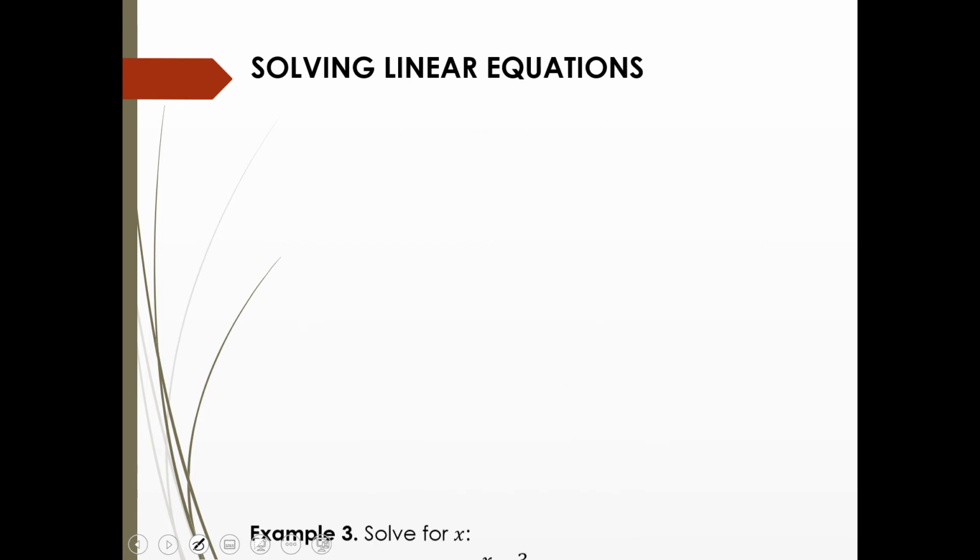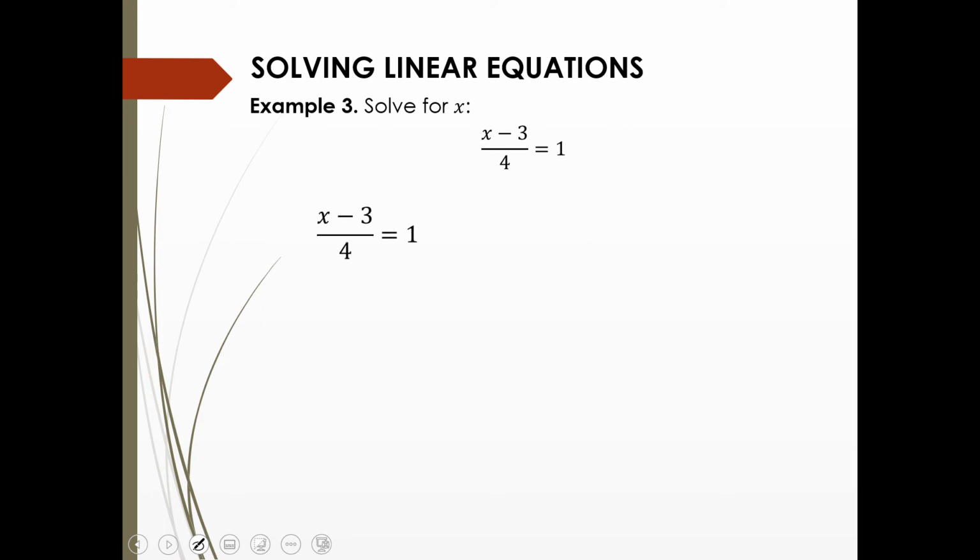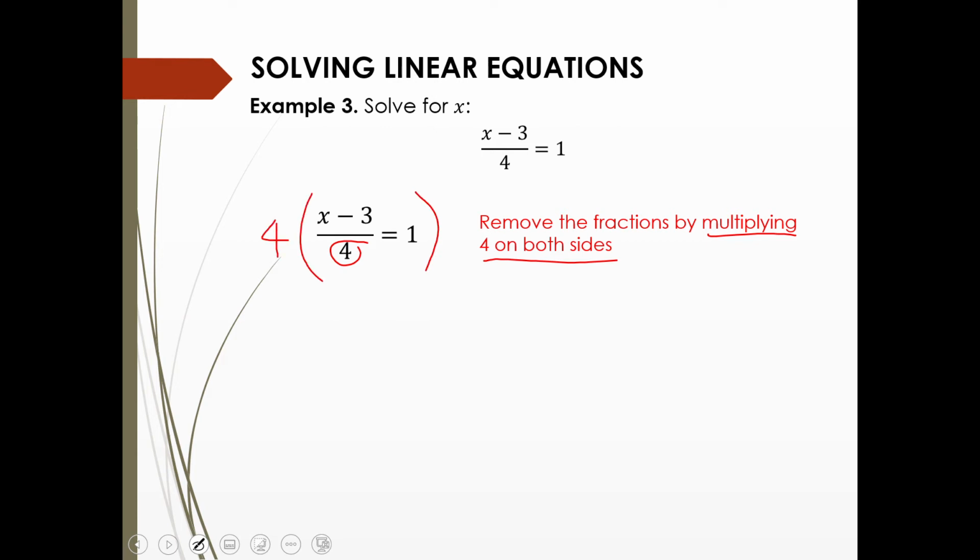Okay, let's have another example. We have here (x minus 3) over 4 is equal to 1. So what shall we do here? We need to remove the denominator, which is 4. So how can we do that? We remove the fraction, which is 4 in the denominator, by multiplying 4 on both sides. So it means we will multiply 4 here and 4 here. If we multiply, this 4 and 4 will be gone. So we have x minus 3, and then 1 times 4 will be 4.